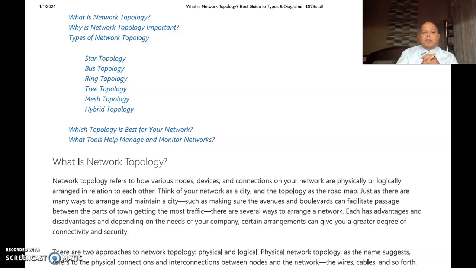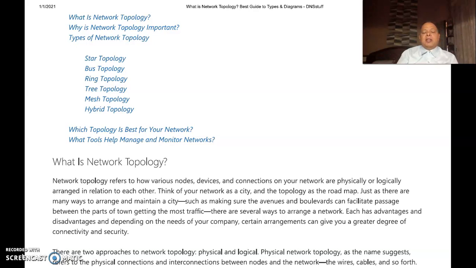You may think of your network as a city and the topology as the roadmap. Now you might know that a city can be arranged in a variety of ways, and then there will be a roadmap of how the city grows. The similar analogy can be applied to a computer network, wherein whenever you design a computer network, you start with a few nodes, and then you'll be scaling up the network. So then, how do you do that?